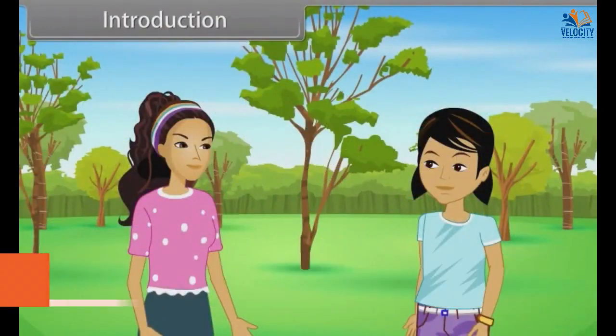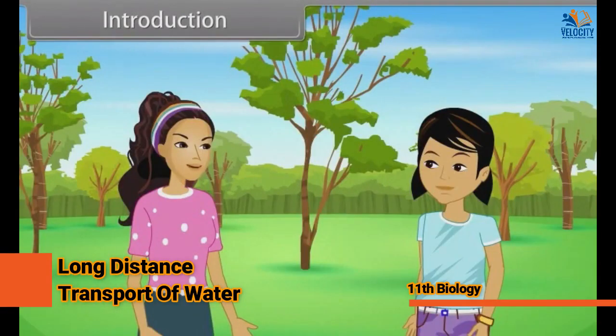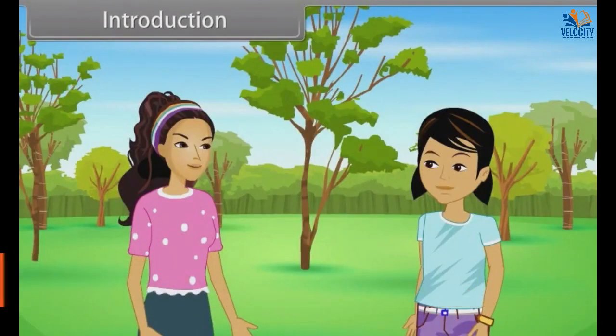Introduction. Pinky, look at this eucalyptus tree. It is so tall. You are right, Didi. But do you know that in such tall trees, all nutrients are transported by diffusion and active transport like small trees? Yes, but these are not the only means of transport.